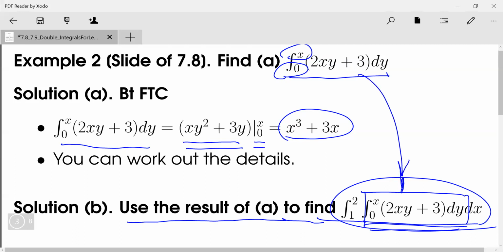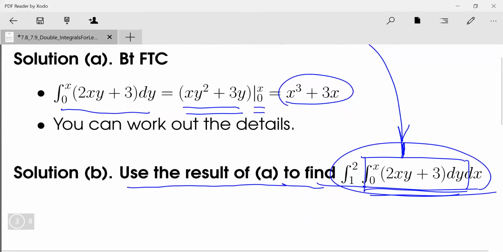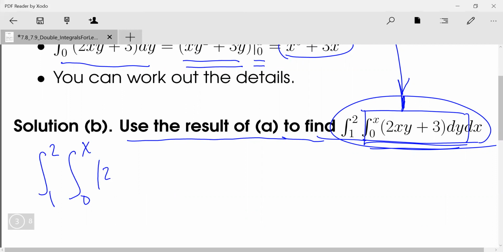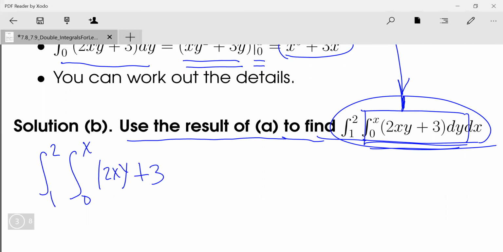And then we are going to integrate the resulting integral. Okay, so let's work this out. The integral, let's copy this one from 1 to 2. And the integral we just worked out, let's copy it here. Integral of 2xy plus 3 dy dx.